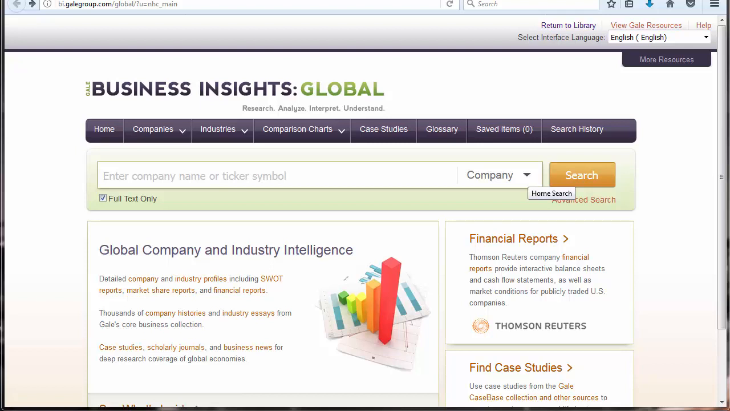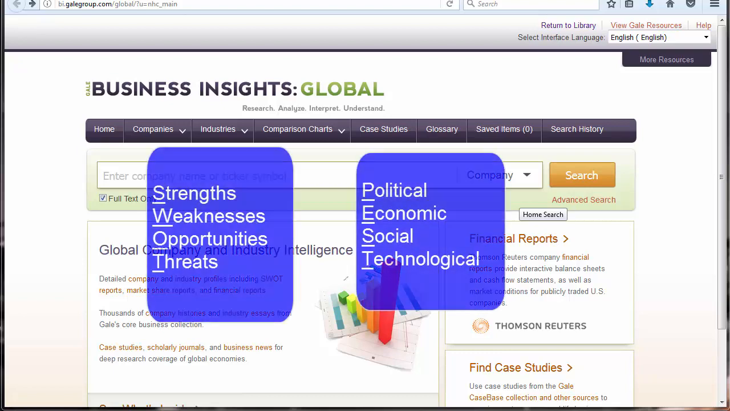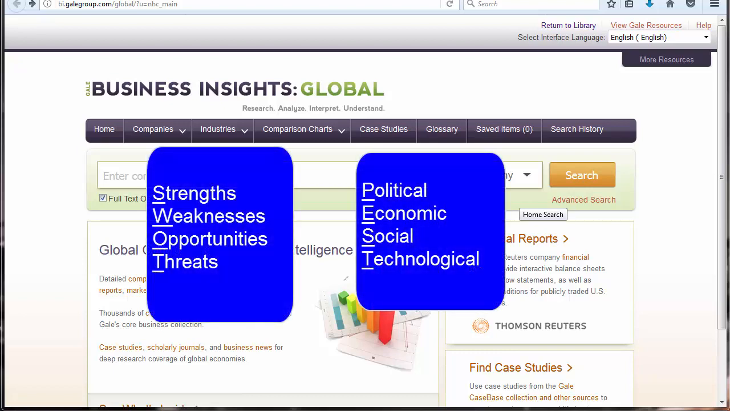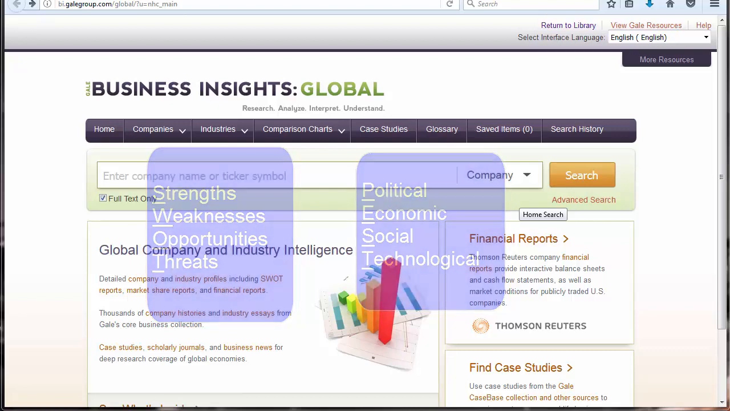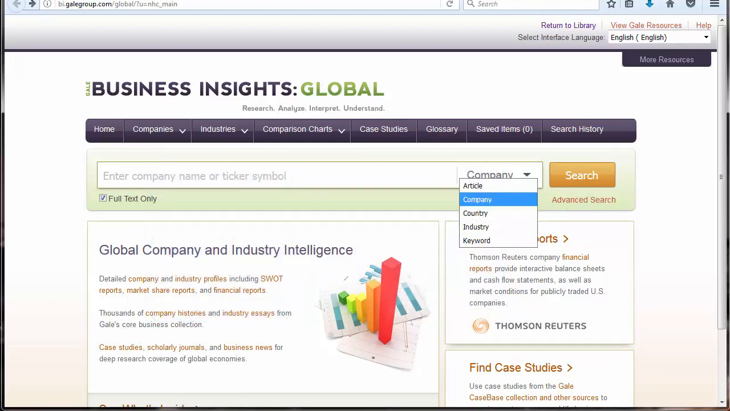In this video, we will be looking at the database Business Insights Global, specifically how to find information on companies which can be used for a SWOT and PEST analyses. As we look at the homepage, the default item for the search box is by company, with options to search by industry, keyword, country, or article.